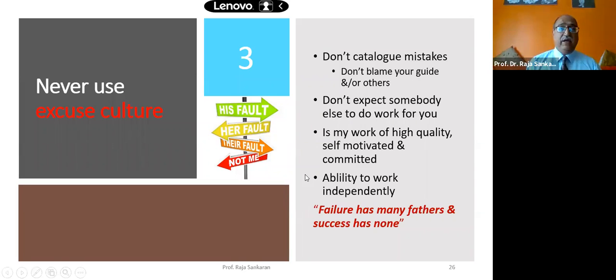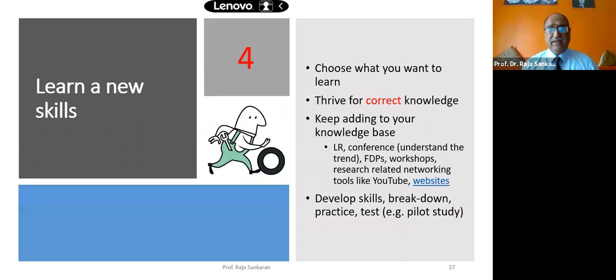You must ask questions. You must go in for seeking the information. I would rather say seeking the right information, but eventually to work independently. Develop this habit. And the fourth point is learn new skills.